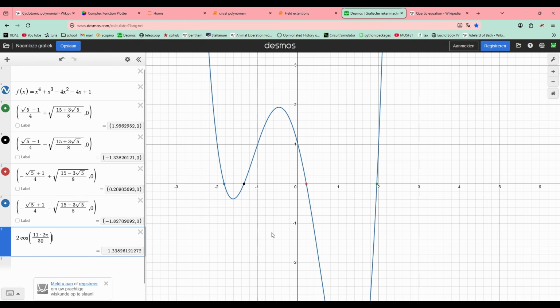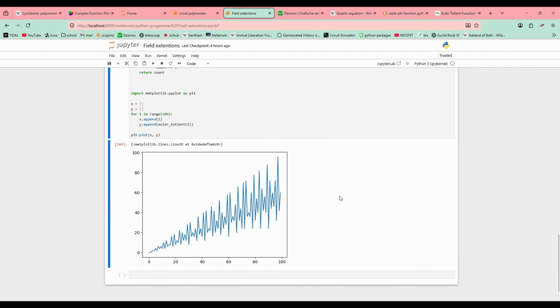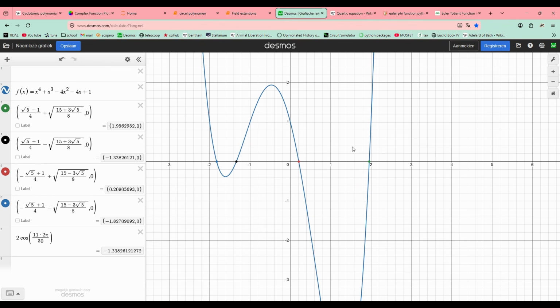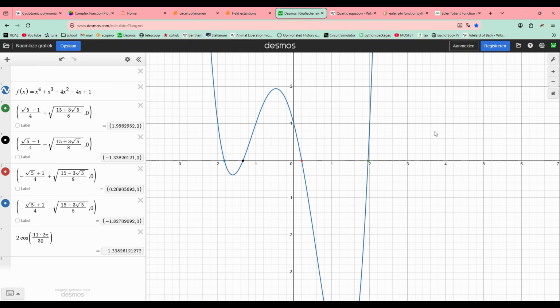I challenge everyone in the comments to find their own wacky cosine values and post them. I don't think you're going to beat 30 very easily. I think this is the most crazy cosine value that you can reasonably be expected to solve analytically. But I would love to be proven wrong in the comments.